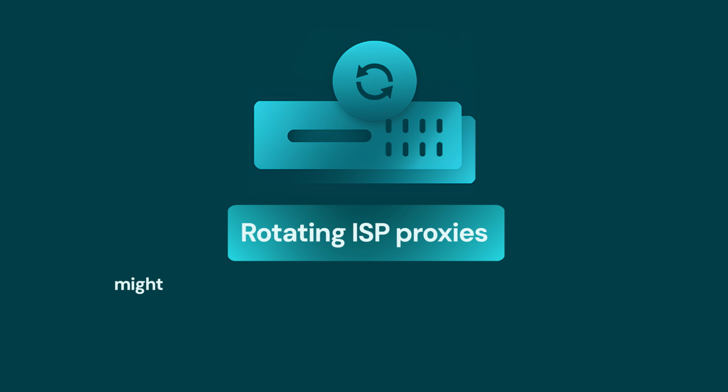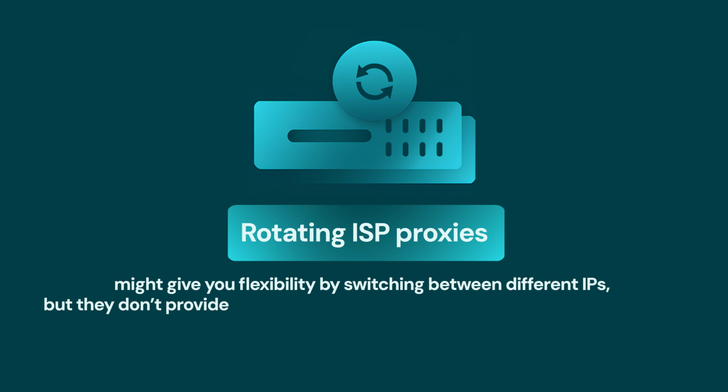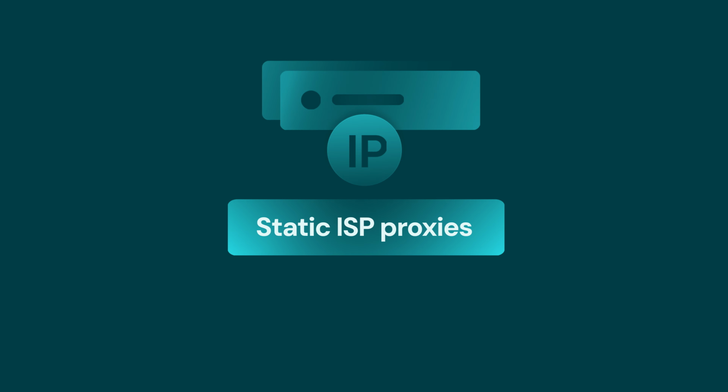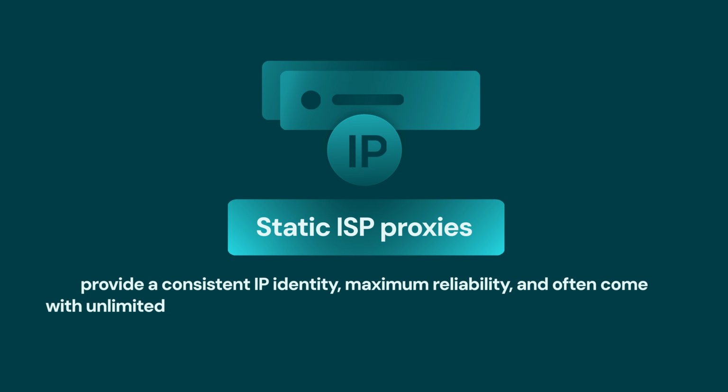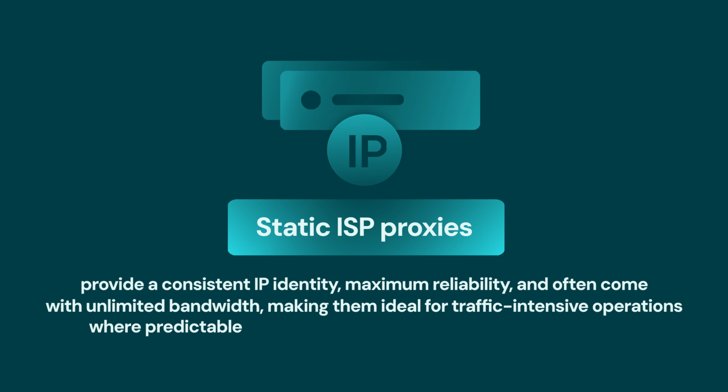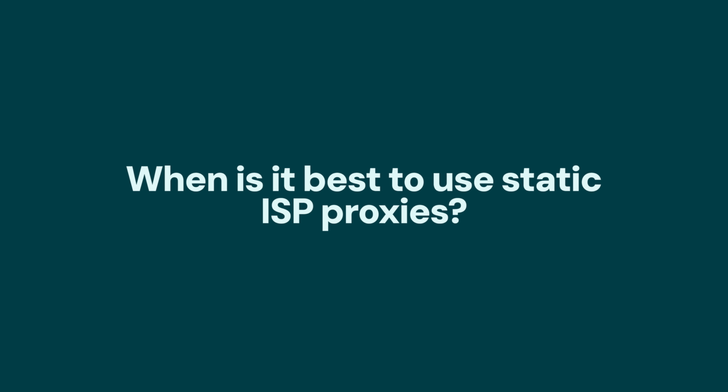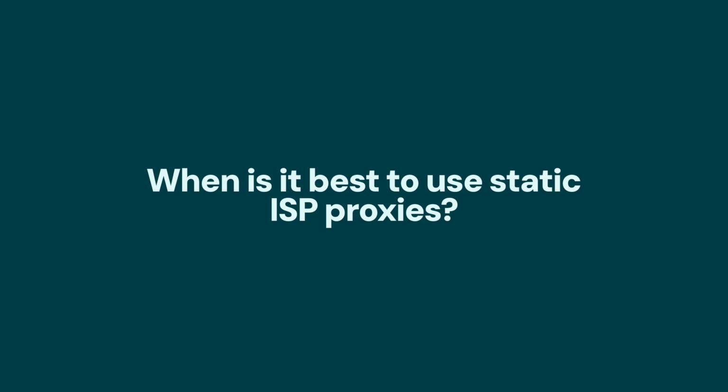Rotating ISP proxies might give you flexibility by switching between different IPs, but they don't provide the stability and consistency ISP proxies are known for. Static ISP proxies, on the other hand, provide a consistent IP identity, maximum reliability, and often come with unlimited bandwidth, making them ideal for traffic-intense operations where predictable performance and a stable identity are essential. So, when is it best to use static ISP proxies?